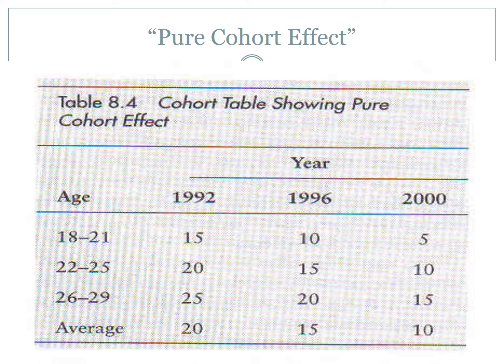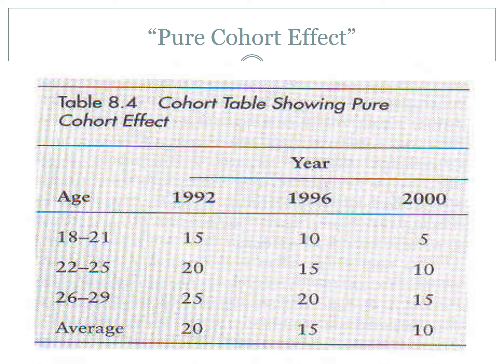And here is an example of what is called a pure cohort effect. So imagine the first group, 18 to 21, whatever the measure is, and it doesn't really matter, it's just some data in the table. But can you see how the 18 to 21-year-old group in 1992 becomes the 22 to 25-year-old group in 1996 and moves to the 26 to 29-year-old group for the year 2000, and how whatever they're measuring stays the same.